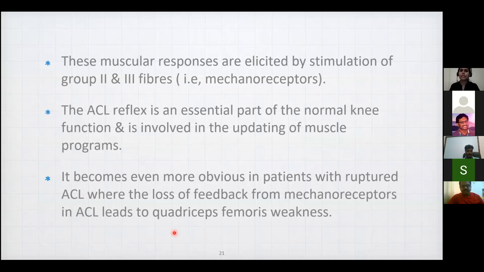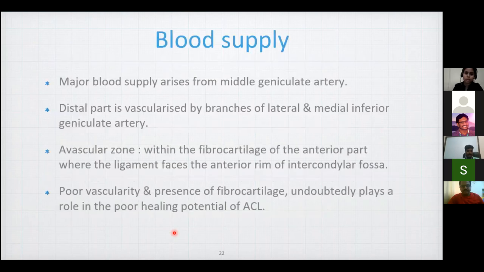When you see an ACL patient, you can clearly see there is muscle wasting in the quadriceps femoris. Whatever rehabilitation you do, there will be 1 to 2% wasting in the quadriceps femoris. So when there is injury, after a day or two, we have to start quadriceps training, voluntary quadriceps contractions.